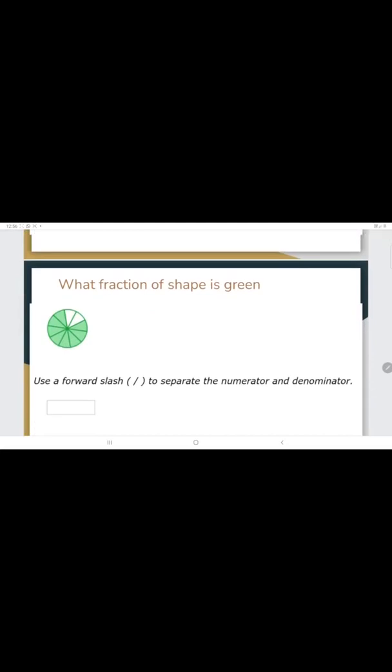What fraction of shape is green? You can see there is a circle, and there are triangles. So 1, 2, 3, 4, 5, 6, 7, 8. There are 8 shaded triangles. So the numerator is 8, and there are 1, 2, 3, 4, 5, 6, 7, 8, 9, 10. So there are 10 triangles in the circle. So we will write 10 here. So the answer is 8/10, guys. Let's move on to our next question.